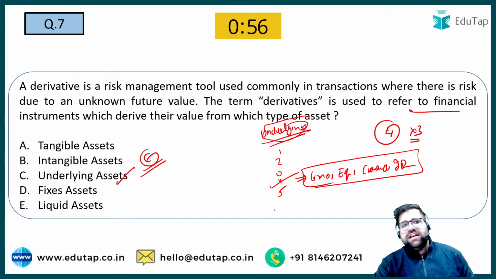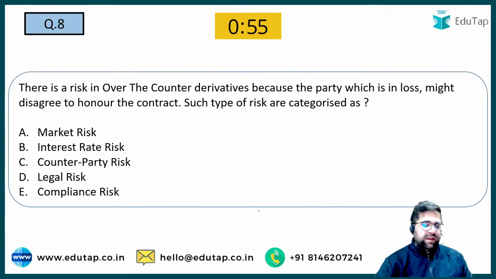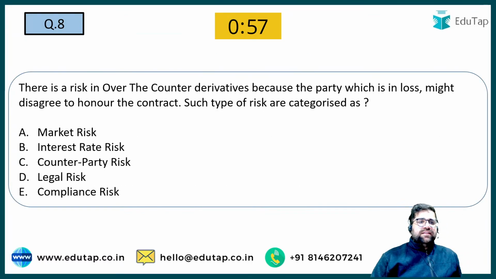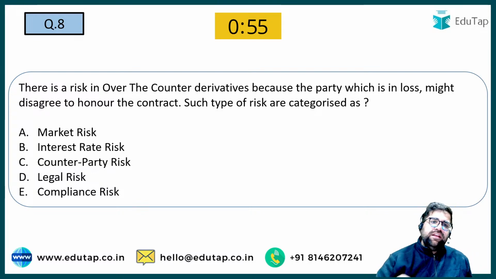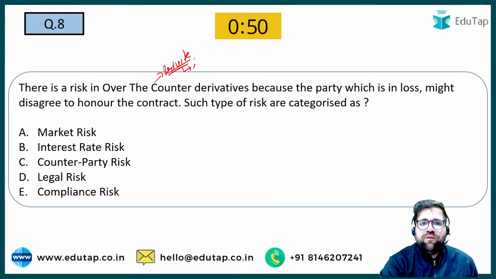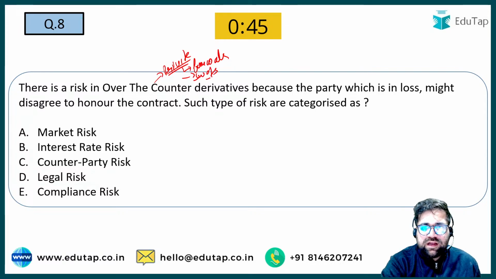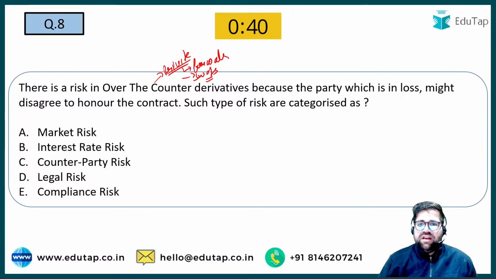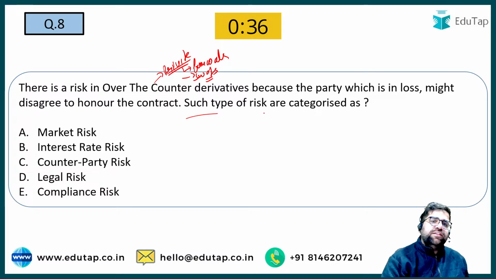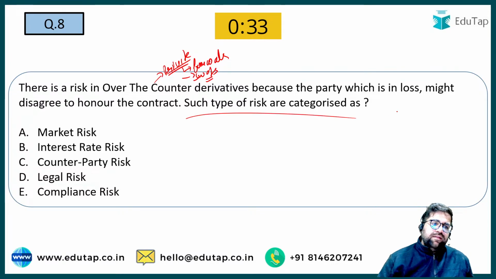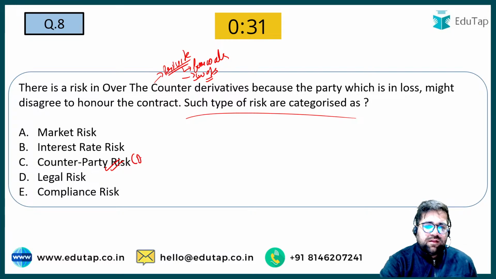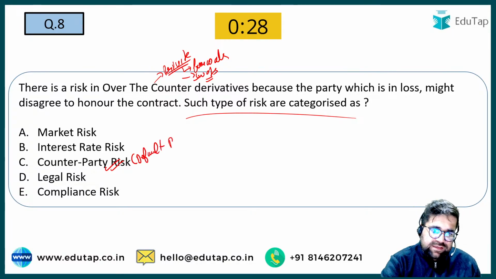Okay. Chaliye. Now let's move to question number 8. There is a risk in the over-the-counter derivatives. Now over-the-counter derivatives are a kind of private agreements, which are generally forwards and swaps, right? So there is a risk in the over-the-counter derivative because a party which is in loss might disagree to honor the contract. Such type of risk are known as what? These are known as your counterparty risk. They are also known as your default risk.